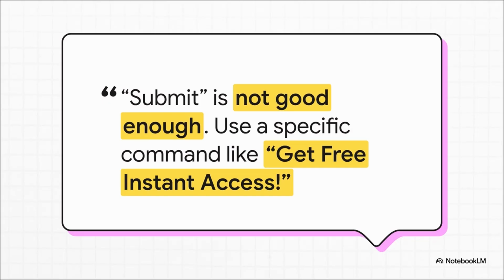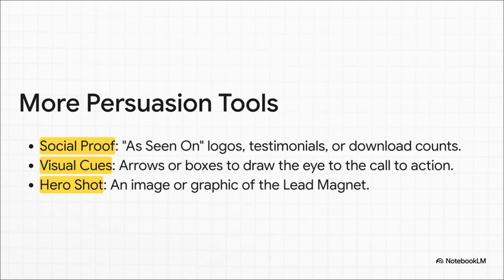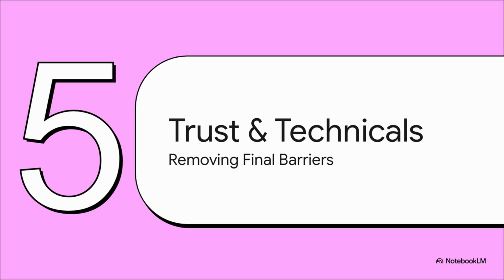And the words you put on that button, oh, they matter a lot. Submit is just boring. It's generic, and it tells the user what they have to do. Instead, you want to use a benefit-focused command that tells them what they're about to get. Something like "Get free instant access" is just so much more compelling. And if you want to boost that persuasion even more, use some social proof. Logos from places you've been featured, for example, show you're legit. Even simple arrows can visually guide their eyes right to the form. And of course, show them what they're getting. A hero shot, just a nice image of your ebook or guide, makes the whole offer feel way more tangible and valuable.